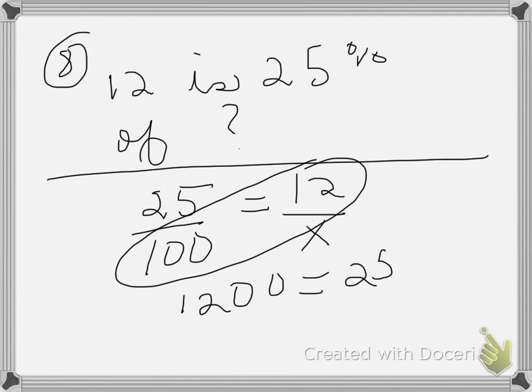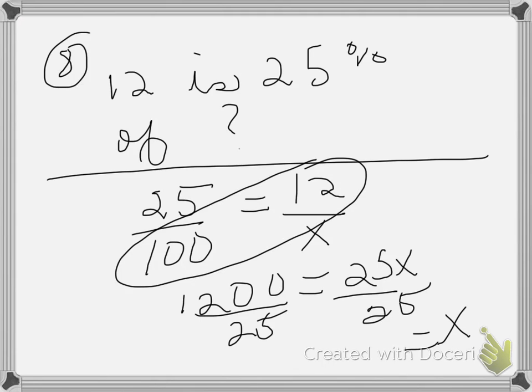25x. Divide both sides by 25. And so what did you get for x? X equals 48.